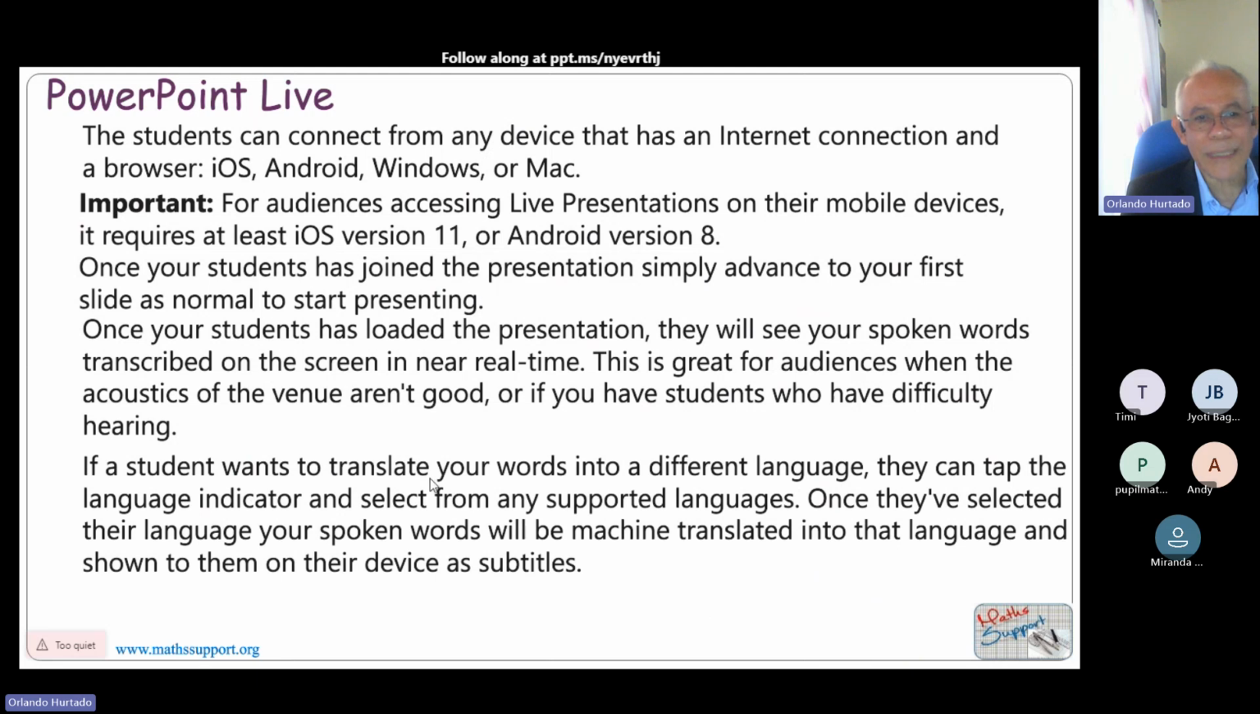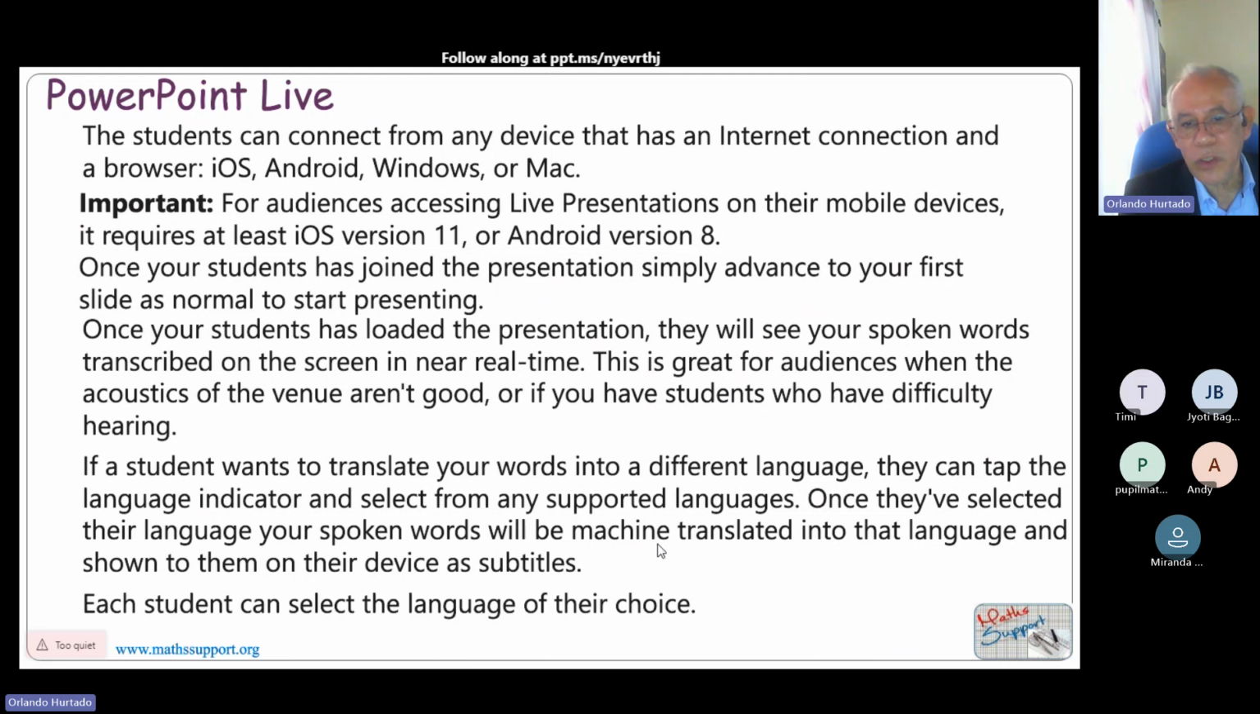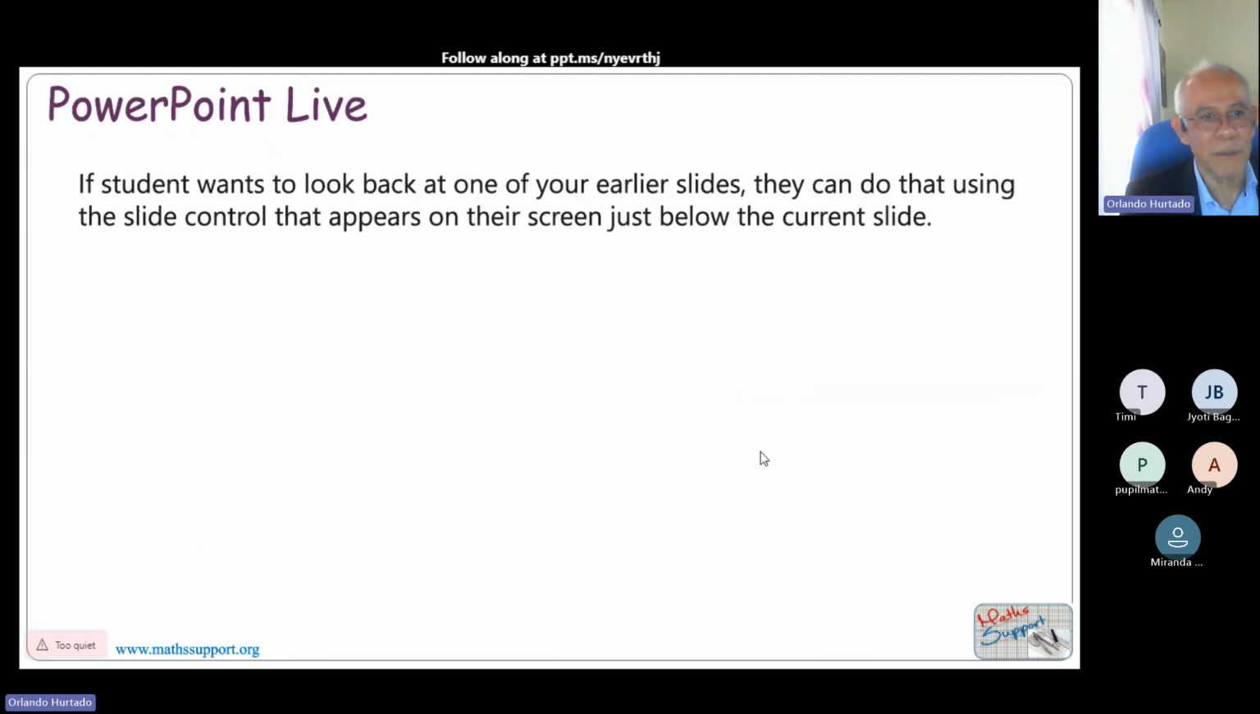If a student wants to translate the words into a different language, they can tap the language indicator and select from all the supported languages. Once they select their language, your spoken words will be machine translated into that language and shown to them on their device as subtitles. Each student can select the language of their choice. So each student can follow your lesson in a different language, even if you are giving your lesson in English.